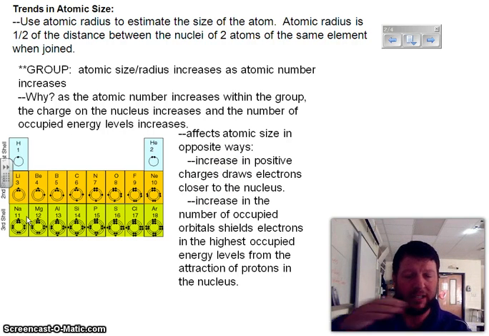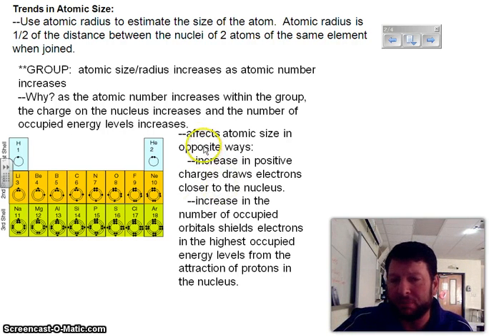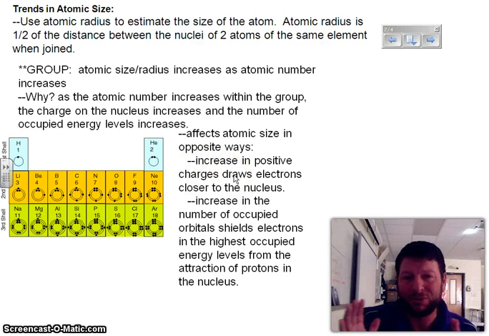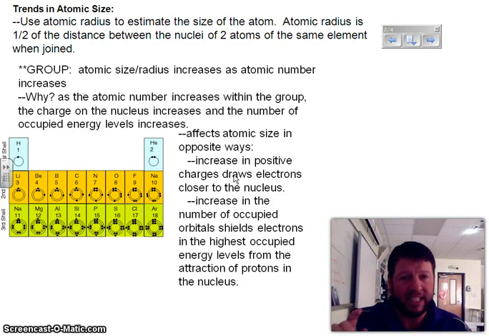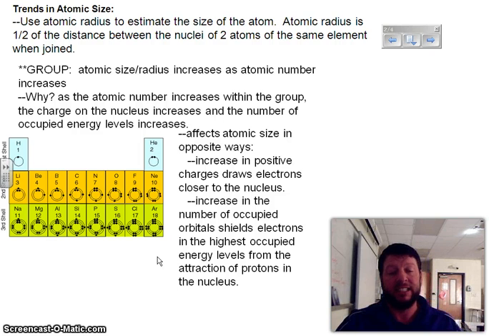Time out, you say. If it's increasing the charge, Mr. Pack, and there are now more protons drawing the electrons closer to the center, shouldn't the size of the atom decrease as we move down? And I would say yes, except we are increasing the number of occupied orbitals, orbital shields, and there are more electrons in that highest occupied energy level, and that is causing a disconnect. That's causing the electrons to push away a little bit, actually.